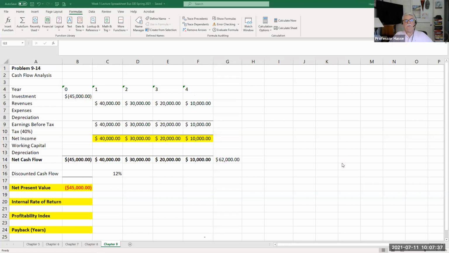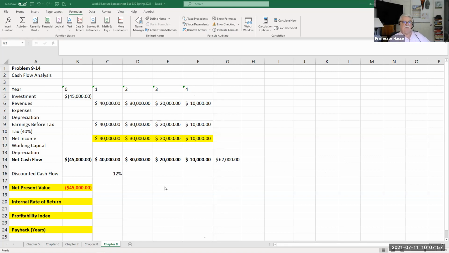Okay, so I've set up a spreadsheet in problem 9-14, and I can't stress enough, from now on in our course, we're going to be using a lot of spreadsheets. So if you're having a difficult time with spreadsheets, be sure to let me know to get some help. So here's our problem 9-14 out of our textbook.